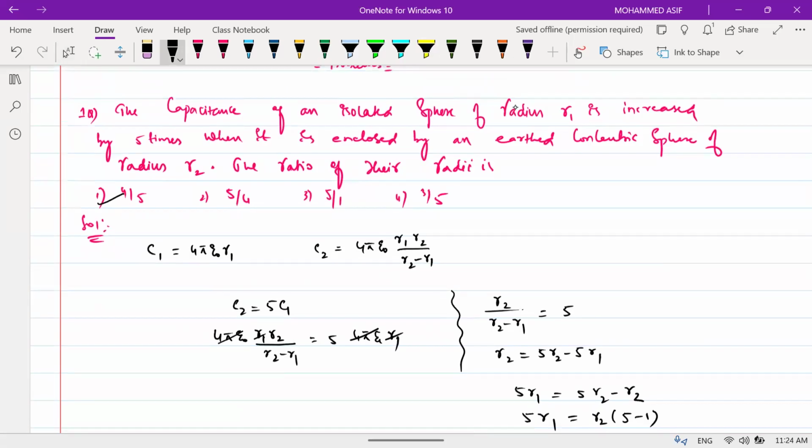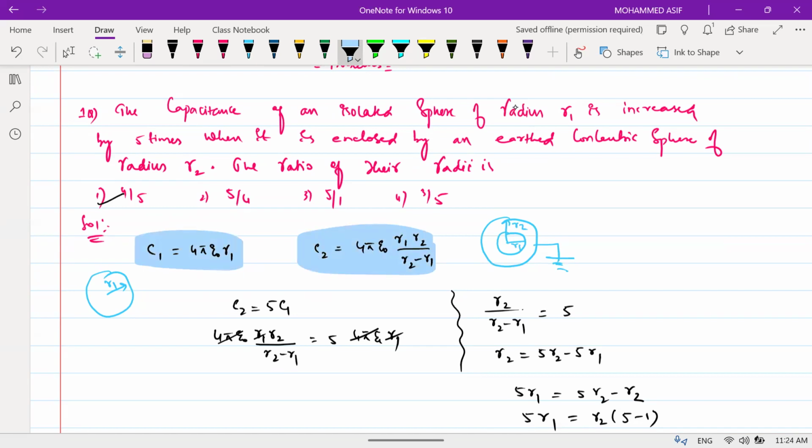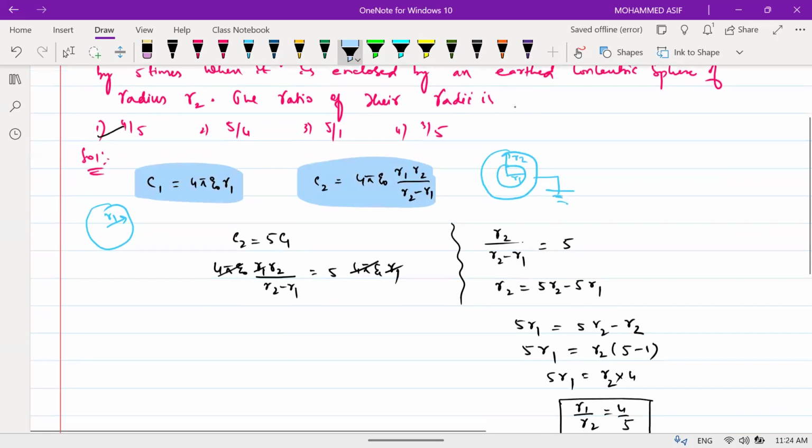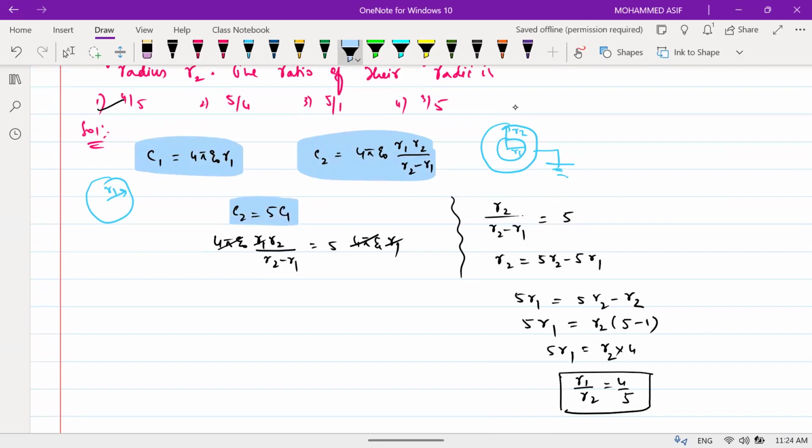Let me go through it once. First one was like this, an isolated sphere of radius R1. Second one is when it is enclosed by an earthed concentric sphere of radius R2. That means it is R2, it is R1, and it is earthed like this. So we got the formulas for both of them, C1 and C2. The problem is telling that the capacitance of the isolated sphere of radius R1 is increased 5 times when it is enclosed by an earthed concentric sphere. So C2 is 5 times C1. Just simplification will get the answer.